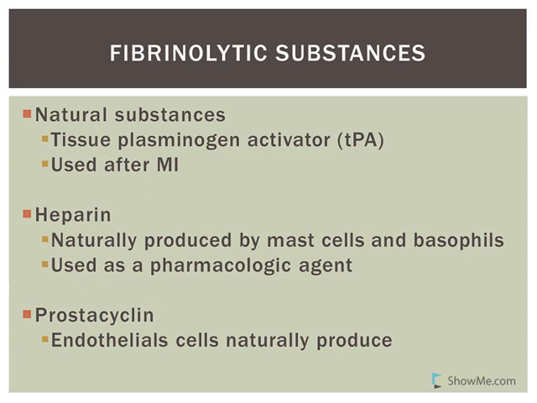Another naturally produced substance is heparin. You already learned about that with the basophils and the mast cells. That is a natural anticoagulant, and it's actually used pharmacologically. Prostacyclin is also naturally produced. Endothelial cells produce those.